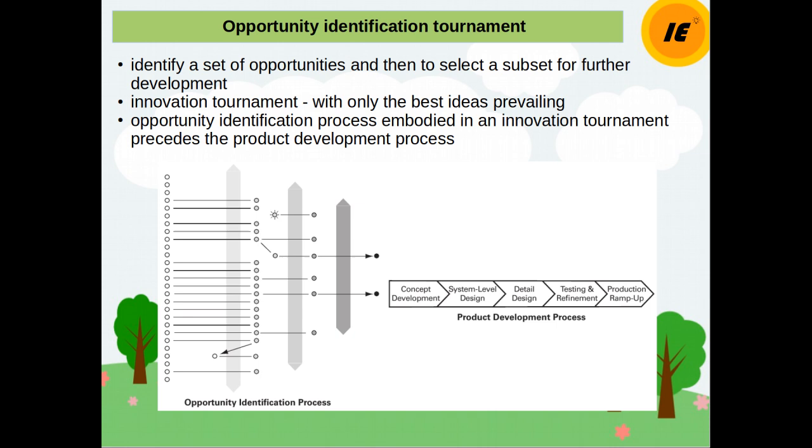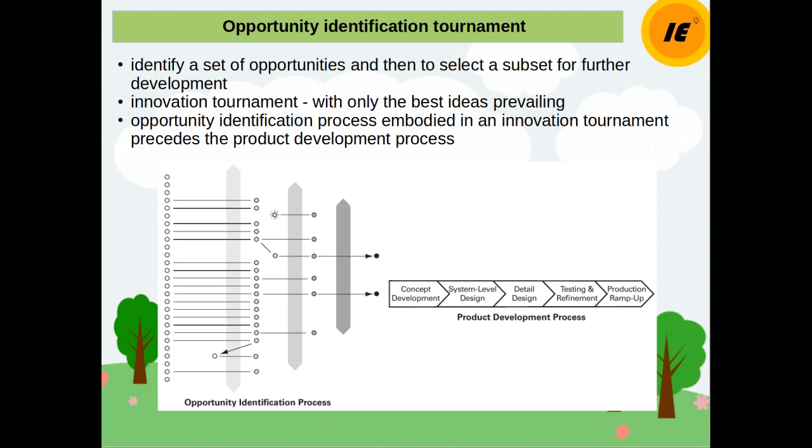So here you can see how the diagram looks, and more interestingly, you can see that the opportunity identification process embodied in an innovation tournament precedes the product development process, as in the figure. And on the right side, these are the typical stages that we see in the product development process, the last chapter, that means chapter 2, that we discussed in the previous videos.